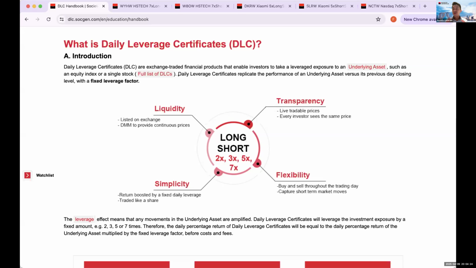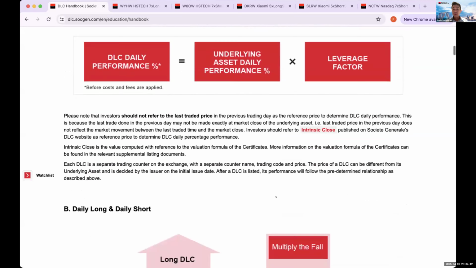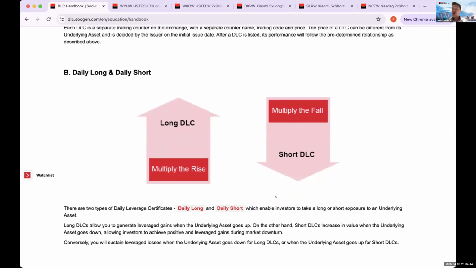All right. So even though a particular DLC might have 0 traded value for the day, SocGen is still obligated by the exchange to provide liquidity on the bid and ask prices and the bid and ask volumes for investors to buy and sell the DLCs, even if there's 0 turnover. Okay, so the DLCs come in 2 types. One is a long DLC and the other is a short DLC. If you are bullish on the underlying stock, you will buy the long DLC. But if you are bearish on the underlying stock, you will buy the short DLC.